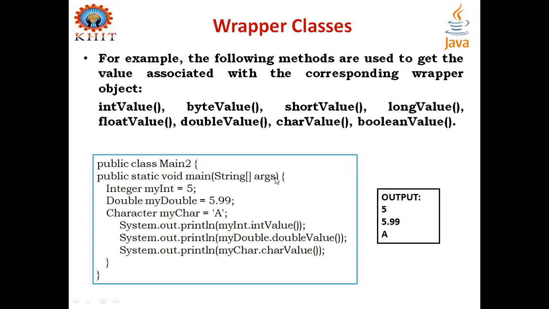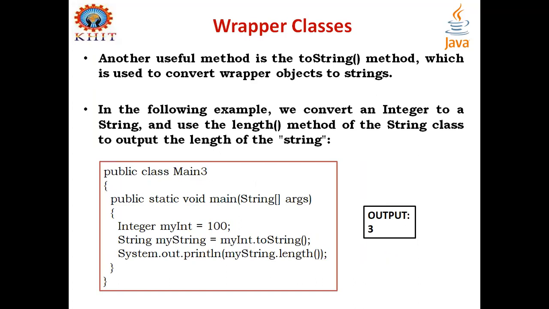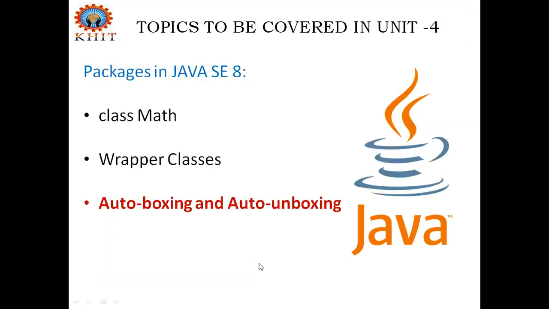Some other processes serve the same purpose. There are some methods of these wrapper classes, and using those methods we can get the values associated with the corresponding wrapper objects like Integer, Double, Character here. Another method is the toString method, which is available to any object defined in our class, because it is a member method defined in the Object class. Using that you can also convert those into strings and display them.